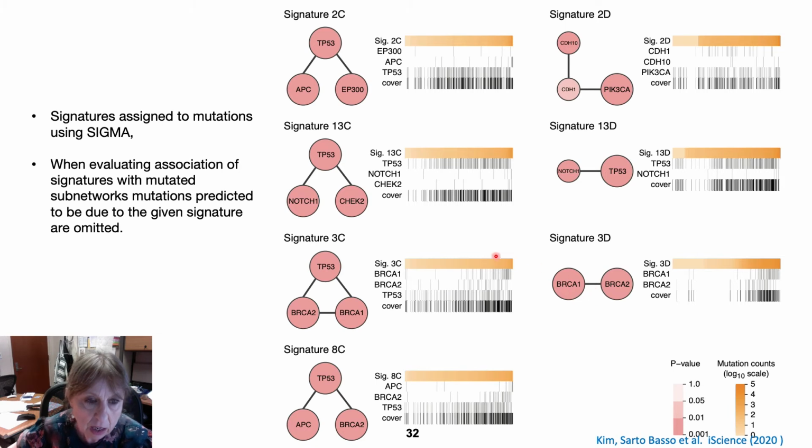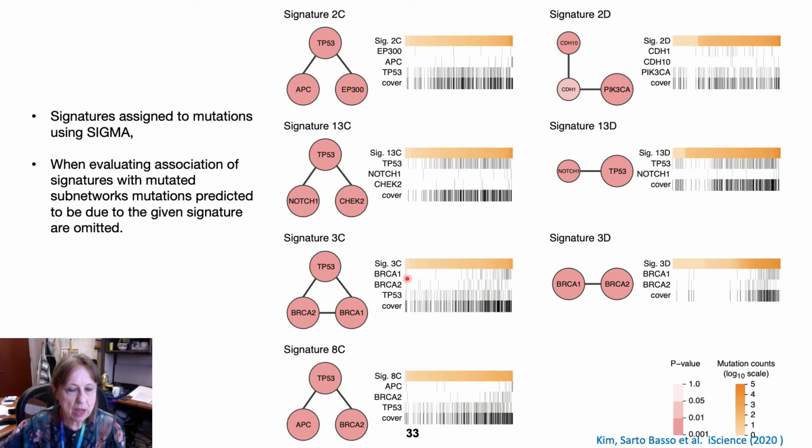signature 3. So in this figure here, we order the patients according to the increased strength of the mutation as signature 3, and the next row shows which patients have mutation in BRCA1, which patients have mutation in BRCA2, in TP53, and this is the summary of the mutations, showing the correlation between the mutations here and the signature strength.